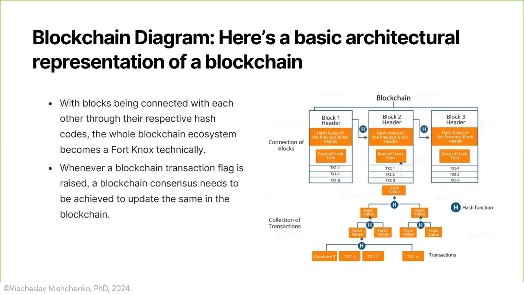So if anyone tried to tamper with even a single transaction, it would change all the hash values above it, ultimately changing the root hash and breaking the chain, because this is what makes blockchain a Fort Knox, in other words, of data security, as I like to say.